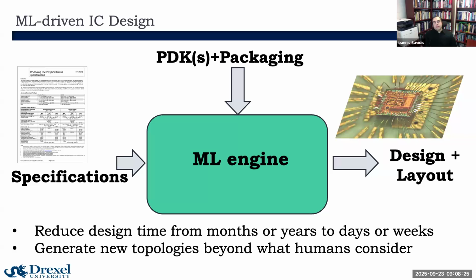So I think in the end there should be a better way to design analog and RF ICs. And so the overall motivation of my research team's work is to provide a path where ML can take in target specifications, process design kit, and packaging information, and provide an IC layout that meets the target specifications. And if we can do that, then we've transformed the design space for analog and RF. First, design potentially can be done in days as opposed to months. And second, new topologies can be uncovered beyond human intuition.